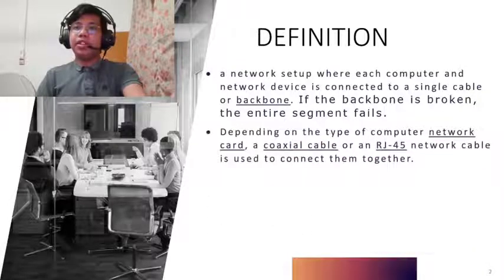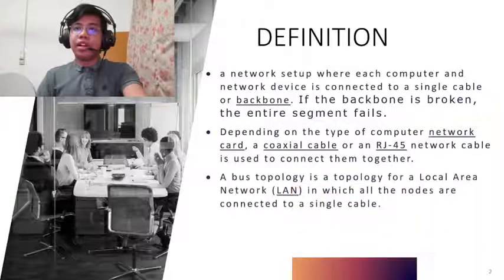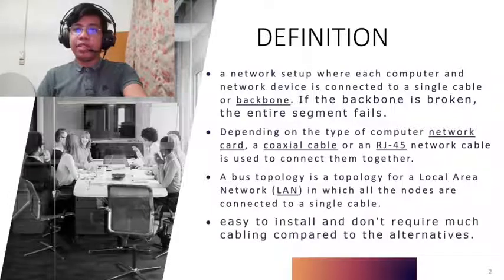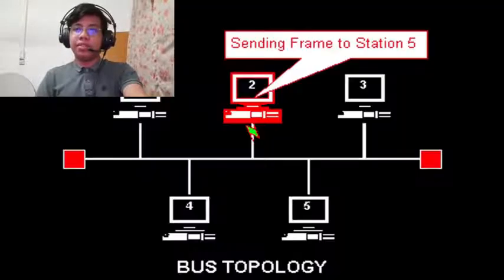Depending on the type of computer network card, a coaxial cable or an RJ45 network cable is used to connect them together. A bus topology is a topology for a local area network, or LAN for short, in which all the nodes are connected to a single cable. Bus topology is also easy to install and doesn't require much cabling compared to the alternatives.